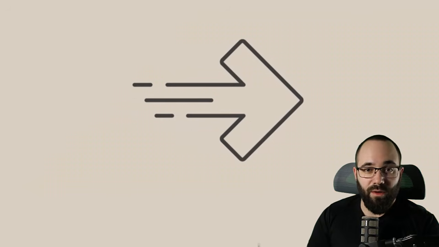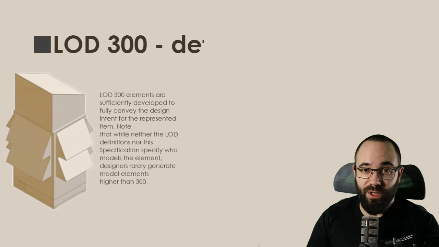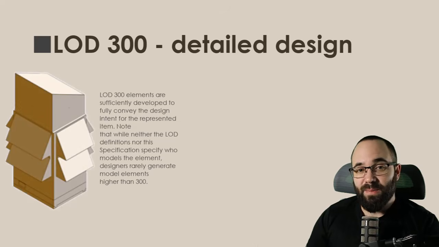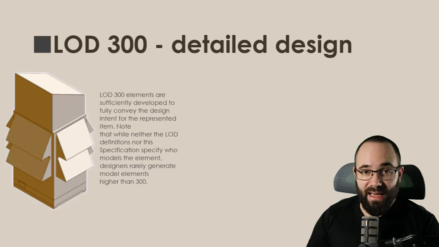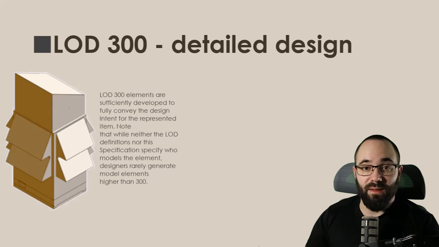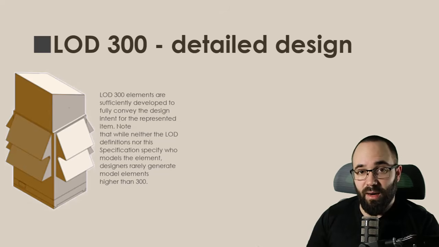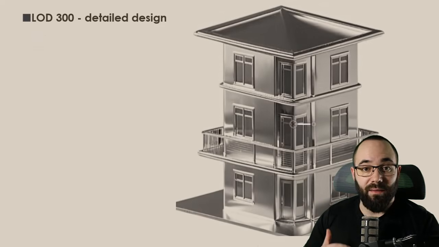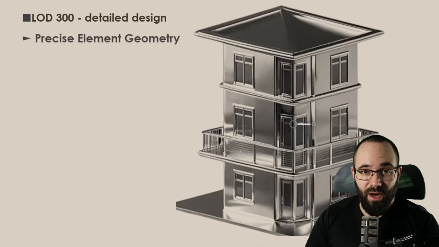Now, let's move over to LOD 300, which is detailed design. This includes geometric information, specific sizes, shapes, and detailed object components, used for producing construction documentation and coordinating different disciplines. LOD 300 represents a pivotal stage in building information modeling, or BIM, where the model attains a higher level of detail. Here are the key points about LOD 300.